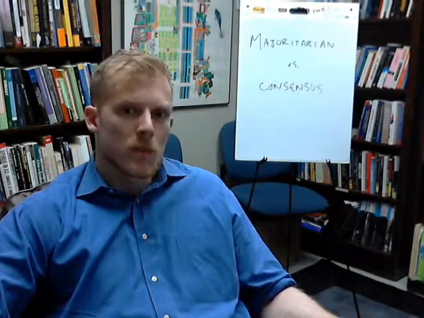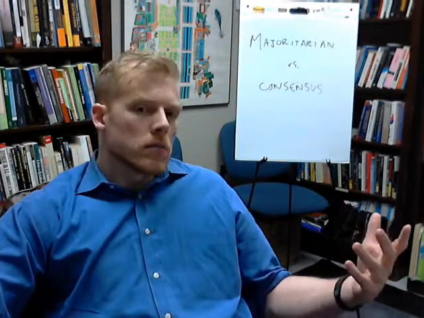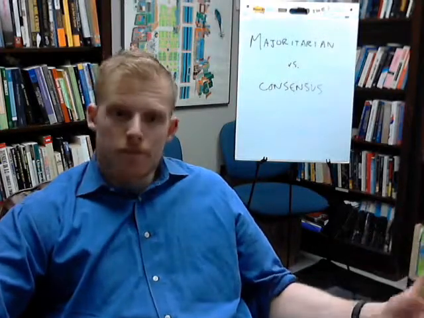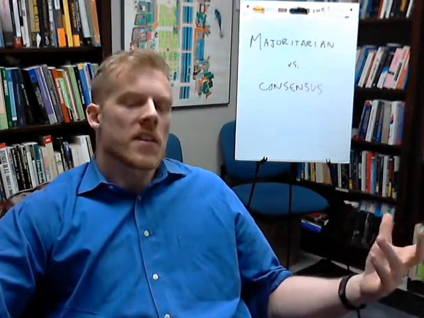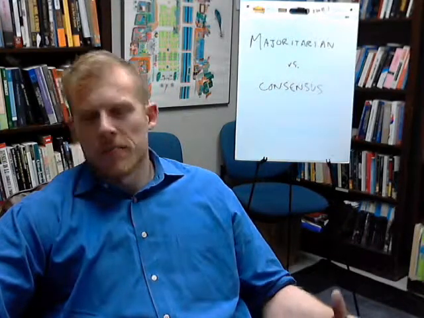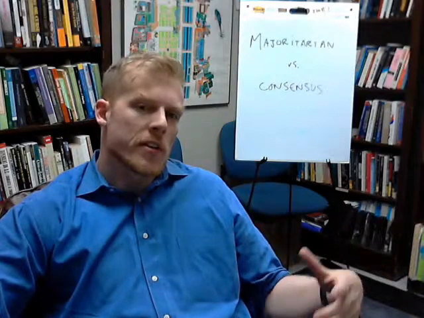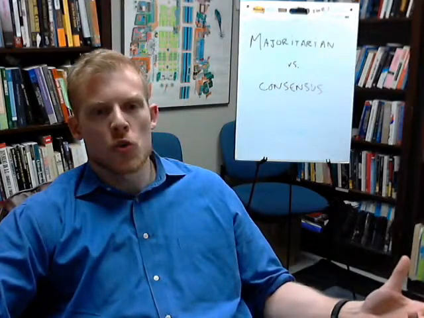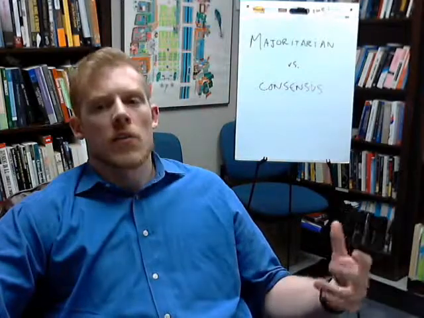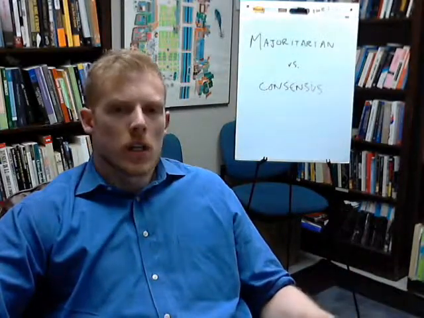All right. So again, the distinction between parliamentarism and presidentialism has to do with how the executive and the legislature relate. The distinction between majoritarian and consensus democracy has more to do with what the electoral rules are, and then how those electoral rules tend to influence other parts of the government.